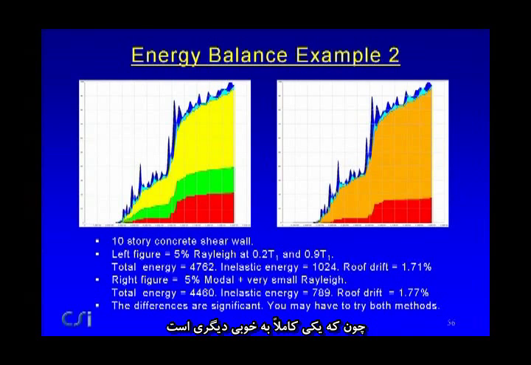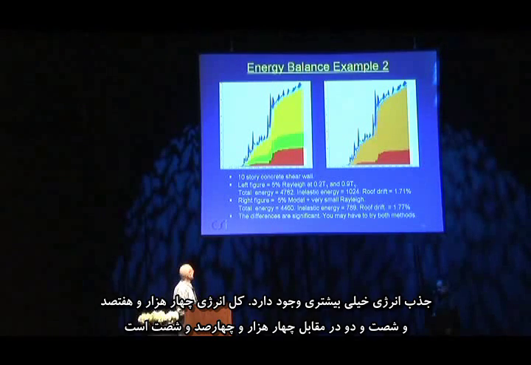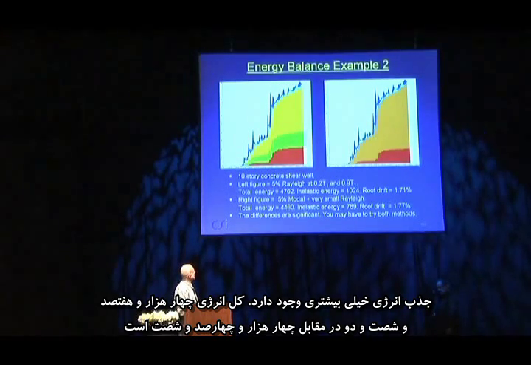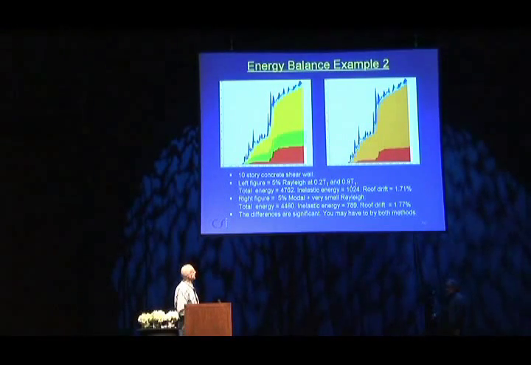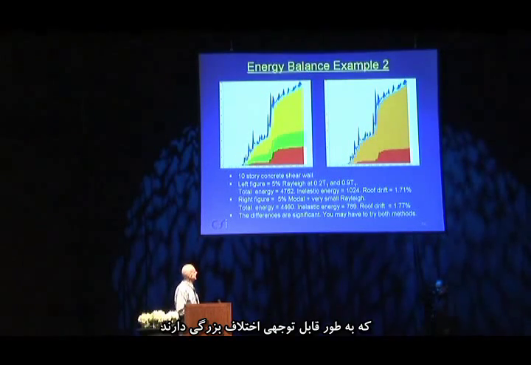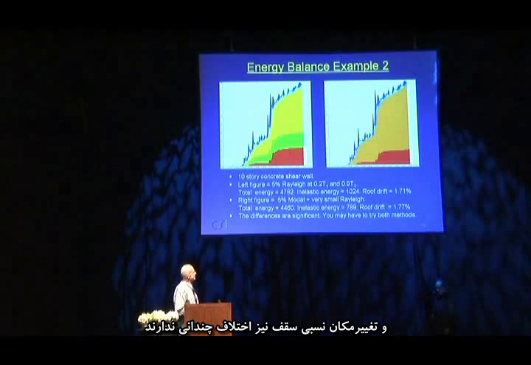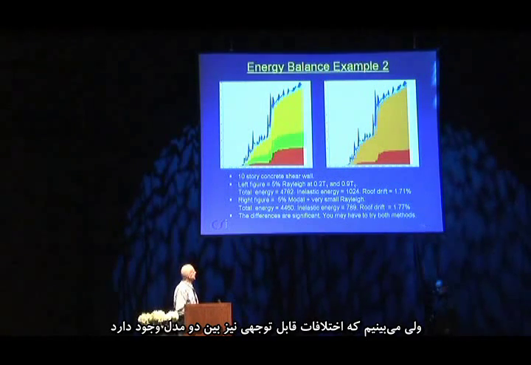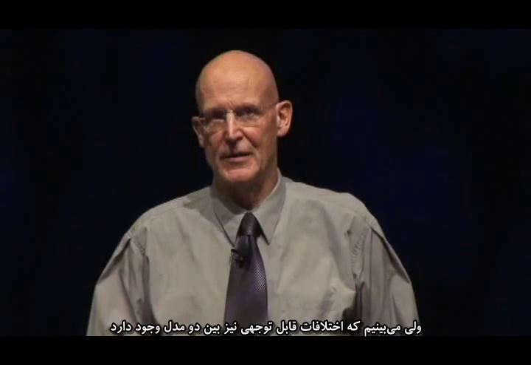Of course, it's never quite as good as that. This is a different example, which is a 10-story concrete shear wall. And again, this is Rayleigh, and this is modal. And there's much more energy dissipation proportionally from modal. But anyway, total energy 4762 versus 4460, not too much difference. Inelastic energy 1024 versus 800, substantially bigger difference. And the roof drift, well, again, not too much difference. But we're starting to look at some significant differences between the two models. And they're different models, this is to be expected.